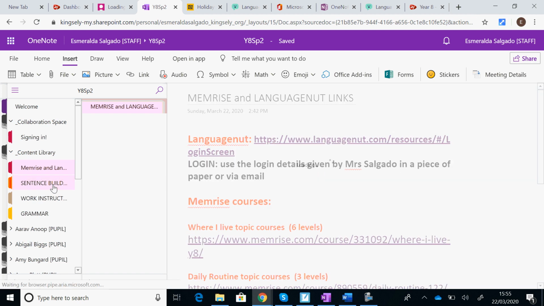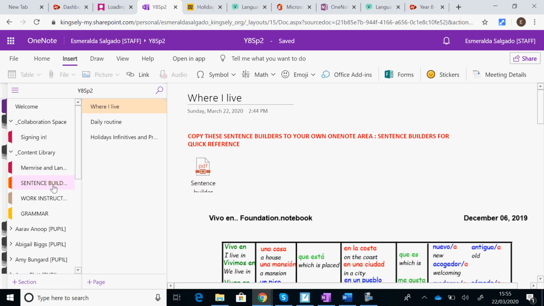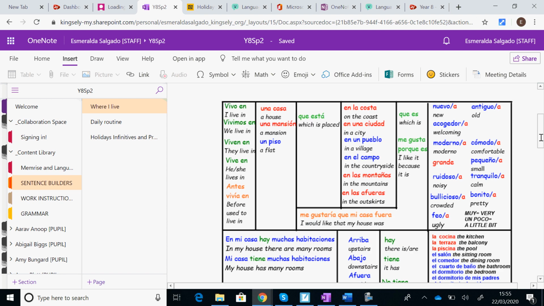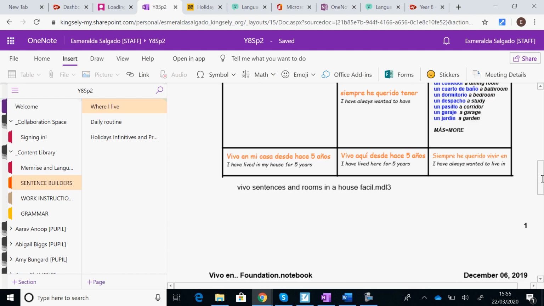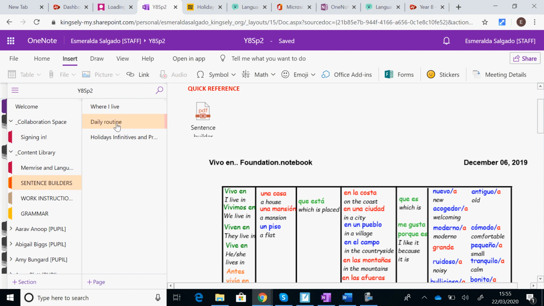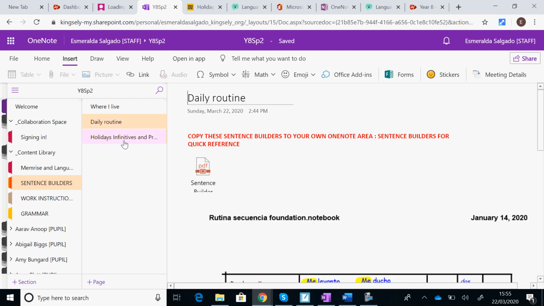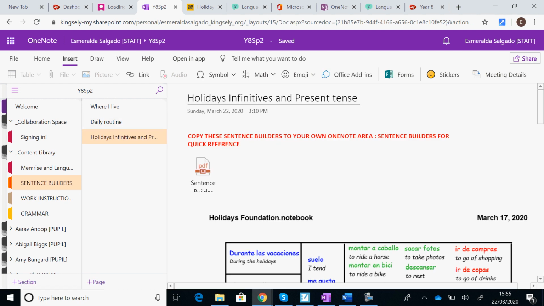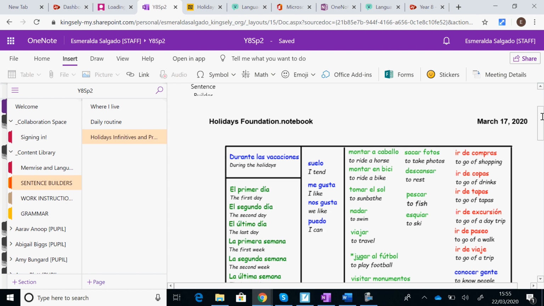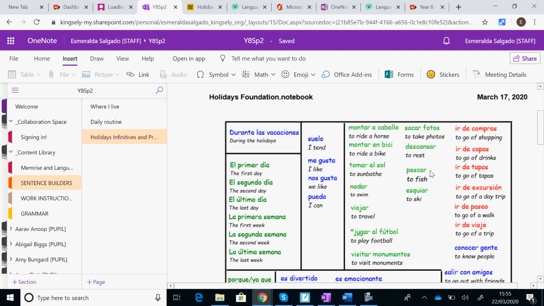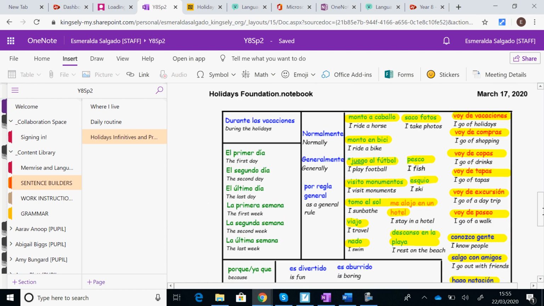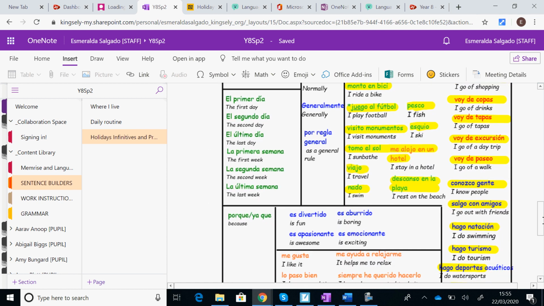What you have in the next tab in the content library is your sentence builders. Again, where I live, the sentence builders from the previous topic, you have there. You also have daily routine ones, and the ones we're working on at the moment, which is holidays. You have the one with the infinitive, the verbs that end in AR, how to say I tend to, I can, etc. And you also have the I form with the holiday verbs.